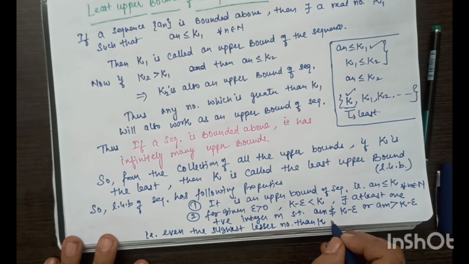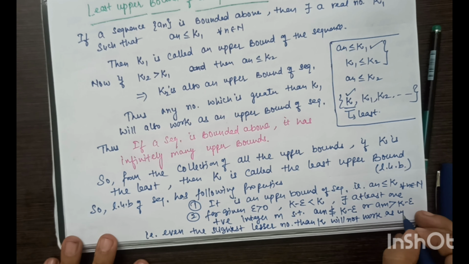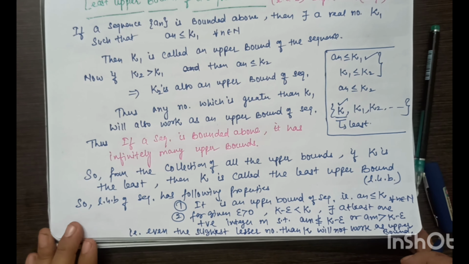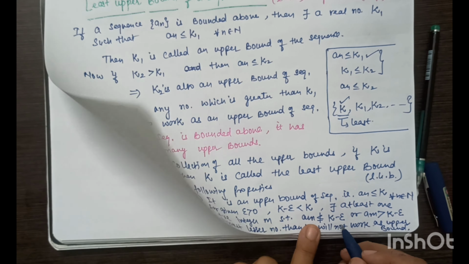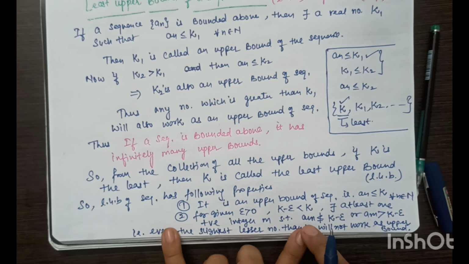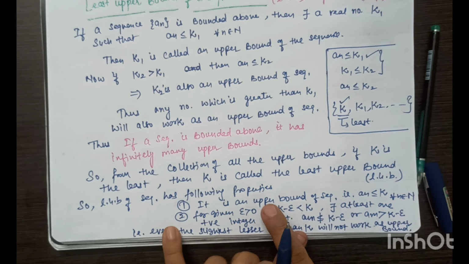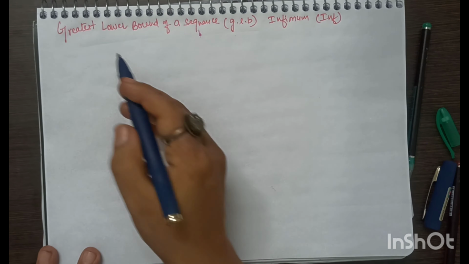So for this we are saying k minus epsilon, which is the slightest lesser value than k, will not work as an upper bound of the sequence. That means k is the least upper bound of the sequence, because there exists one term of the sequence which is not following the definition of an upper bound with k minus epsilon. So k minus epsilon is not working as an upper bound, k is the least one.